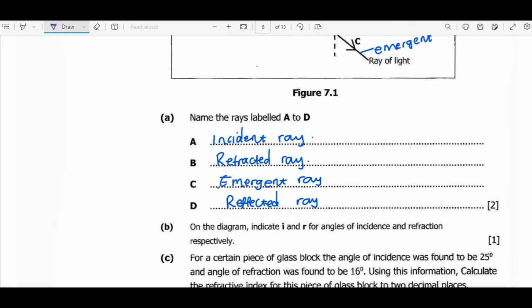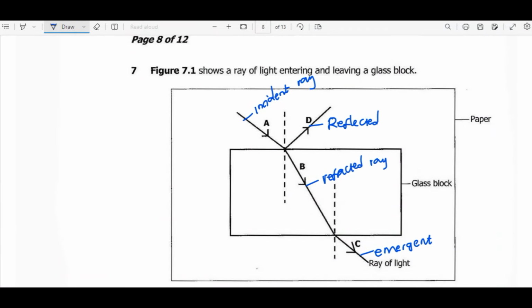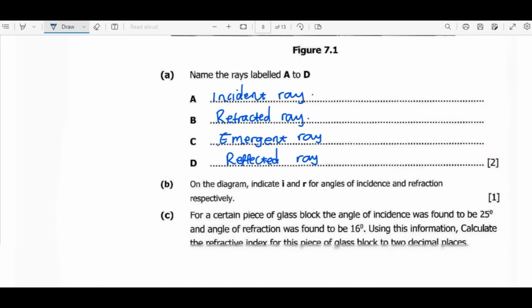On the diagram, indicate i, which is the angle of incidence, and r, which is the angle of refraction. So we have to identify the normal. The normal is always drawn dotted. So this is our normal. The angle between the incident ray and the normal is our angle of incidence. Then the angle of refraction is between the normal and the refracted ray. So this is our angle of refraction.